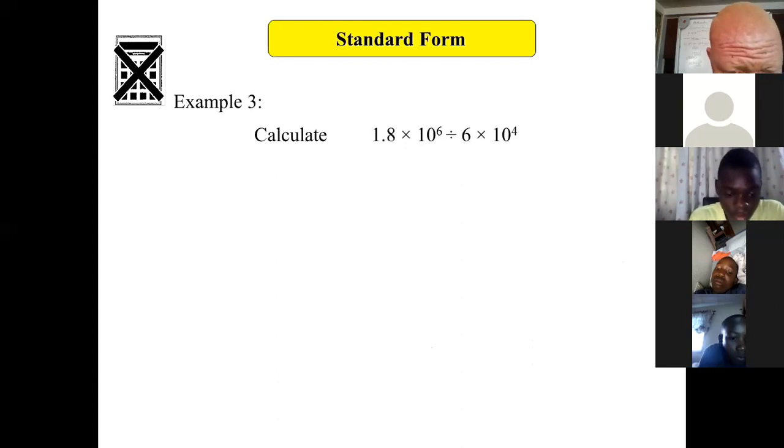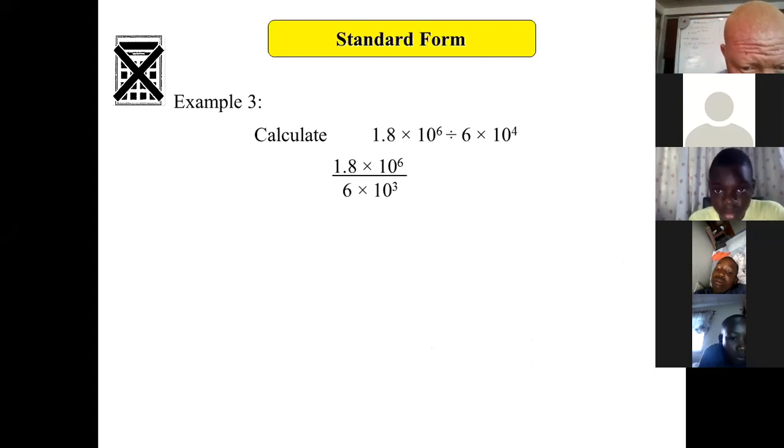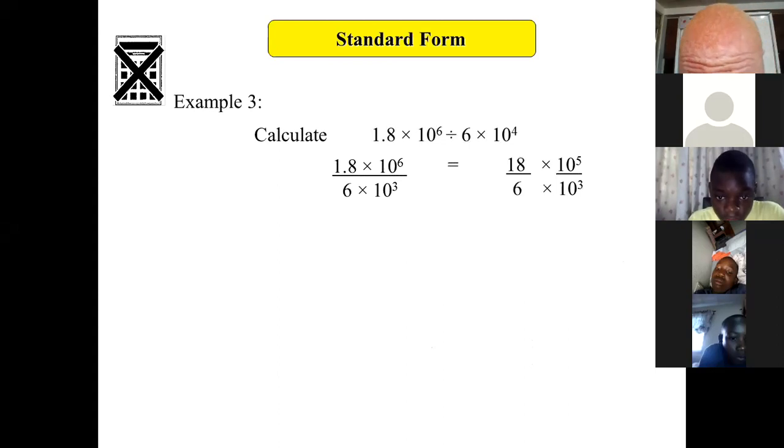All right. This is another division: 1.8 times 10 raised to power 6, and we are dividing it by 6 times 10 raised to power 4. And of course, we have this, and then we have this.